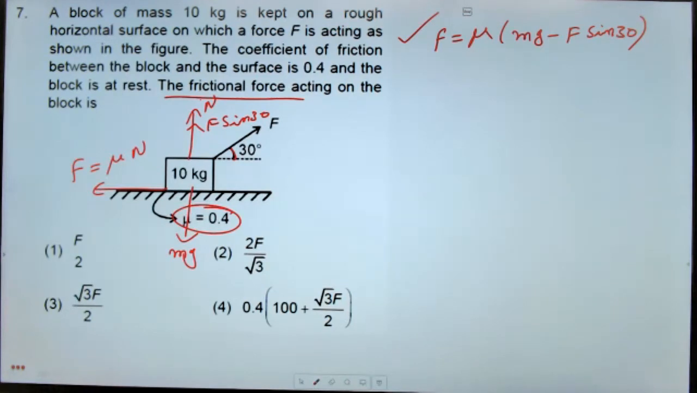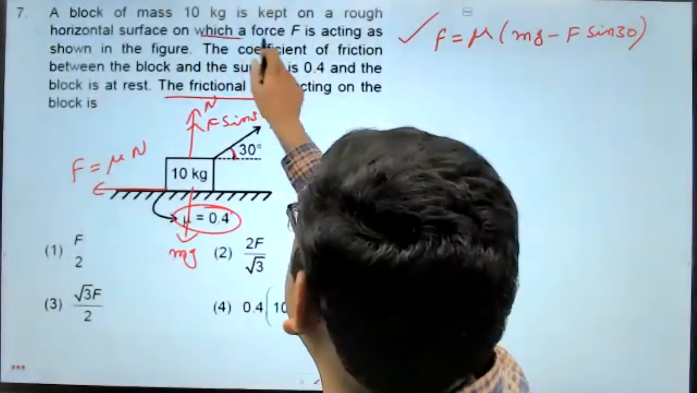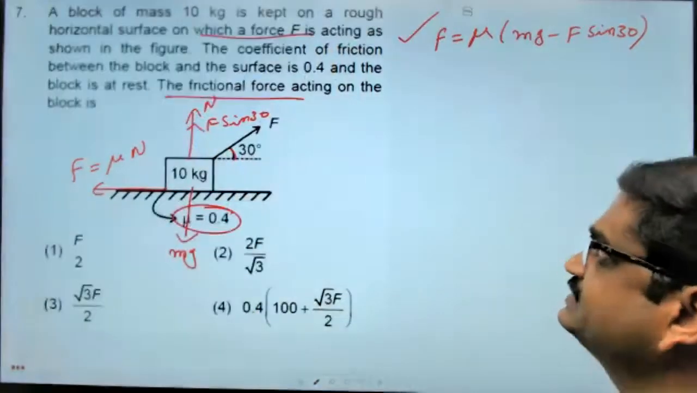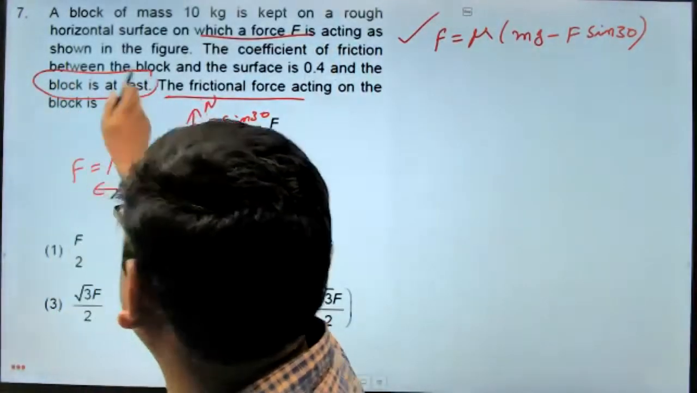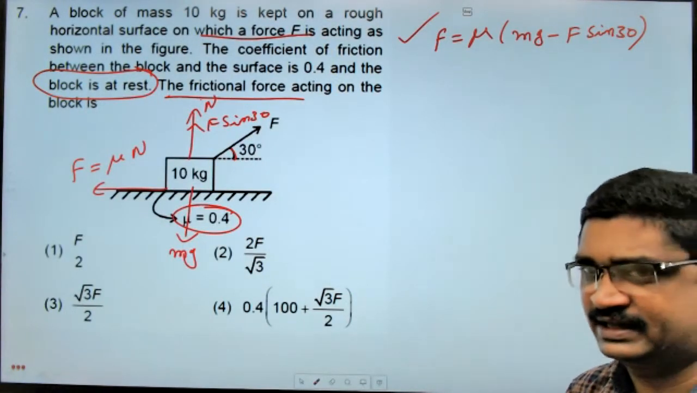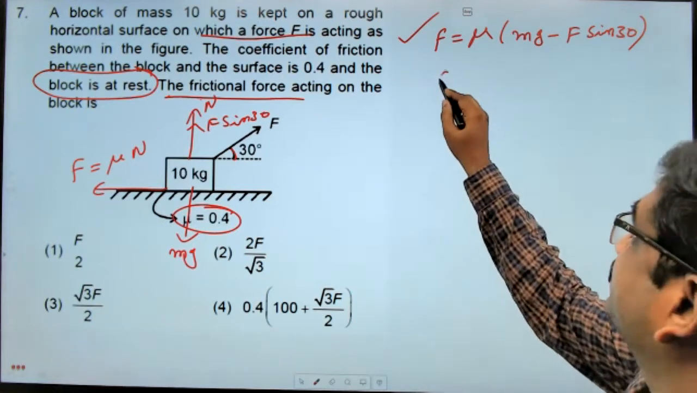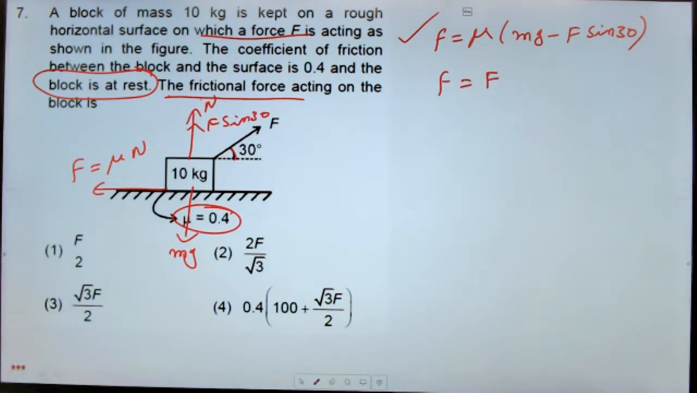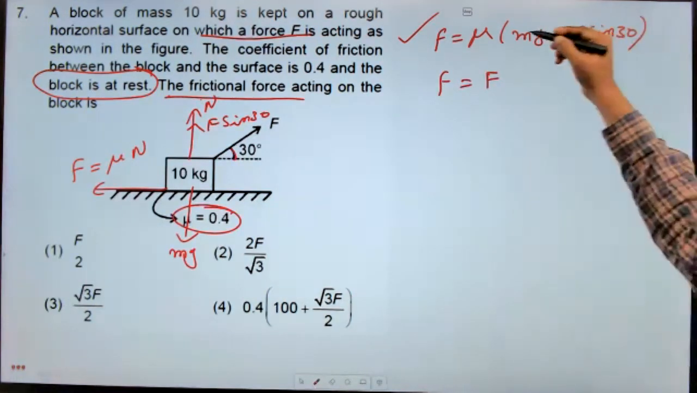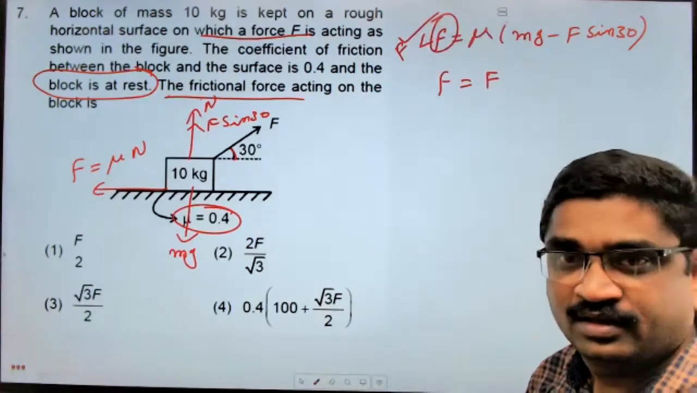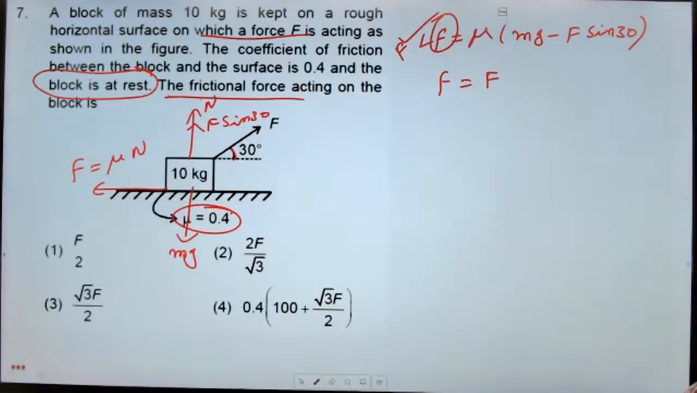Now, if it is not moving, so here the block is kept on the rough surface, which force F is acting on, and the frictional force is at rest. Block is at rest. So that is the main condition. If the block is at rest, then we can consider applied force as a frictional force if applied force is less than the static frictional force. So if applied force is less than this frictional force, then we can consider frictional force as applied force.